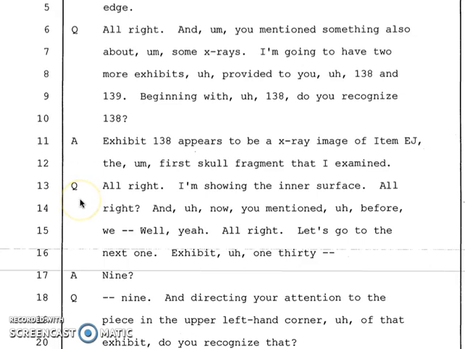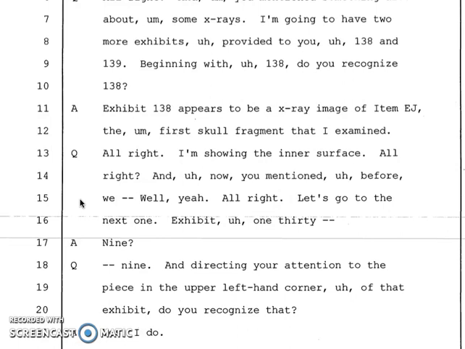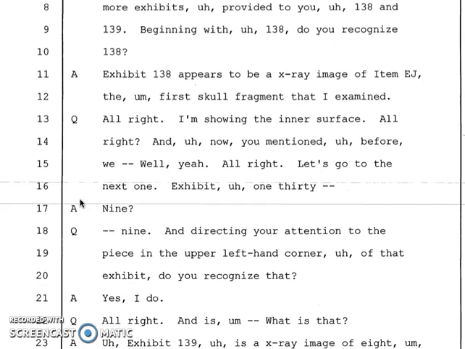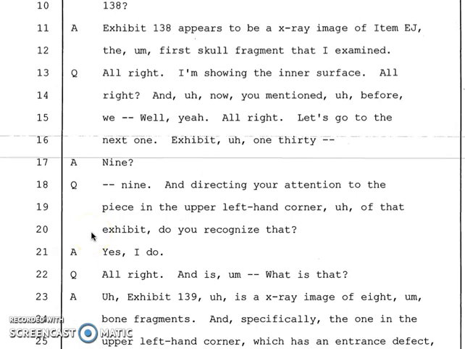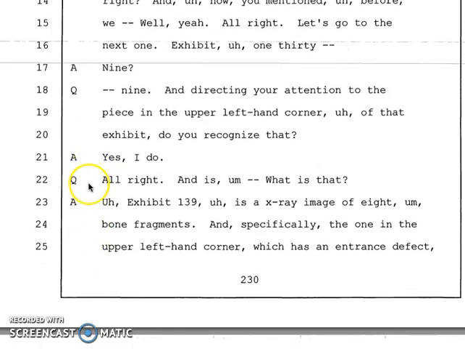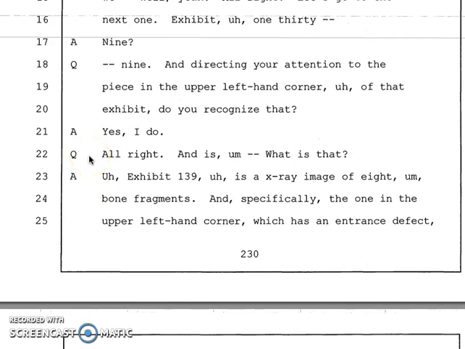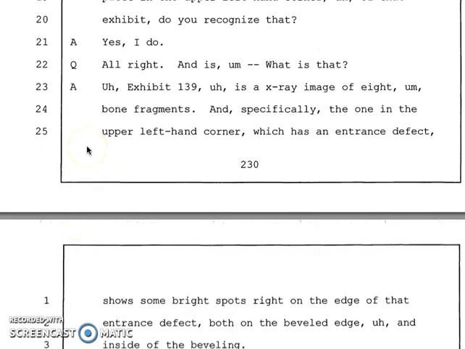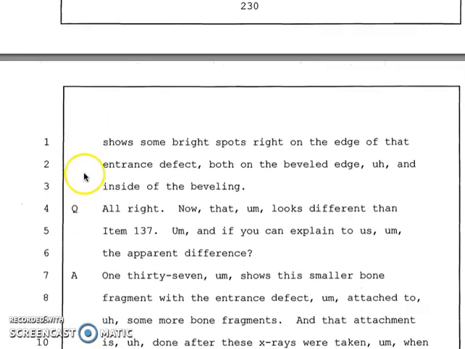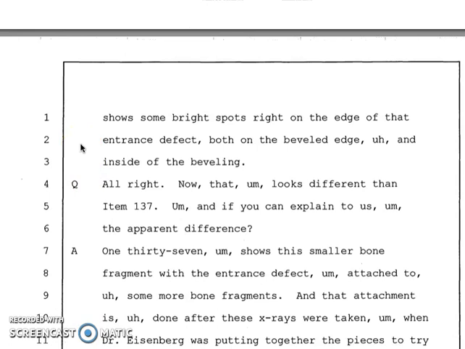All right, I'm showing the inner surface. All right, and now you mentioned before we, well, yeah, all right, let's go to the next one. Exhibit 139. And directing your attention to the piece in the upper left-hand corner of that exhibit, do you recognize that? Yes, I do. All right, and what is that? Exhibit 139 is an X-ray image of 8 bone fragments, and specifically the one in the upper left-hand corner, which has an entrance defect, shows some bright spots right on the edge of that entrance defect, both on the beveled edge and inside of the beveling.